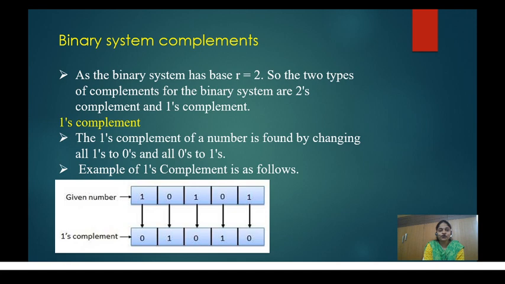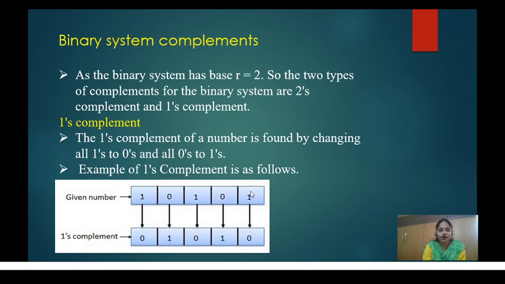Suppose if you want to find out the binary system complements, what is the base here? Base is 2. So you will be having R complement, that is 2's complement, and also diminished R's complement is nothing but 1's complement. Before finding out the 2's complement, first you have to find out the 1's complement, and for the result, if you add 1, you will get the resultant 2's complement.